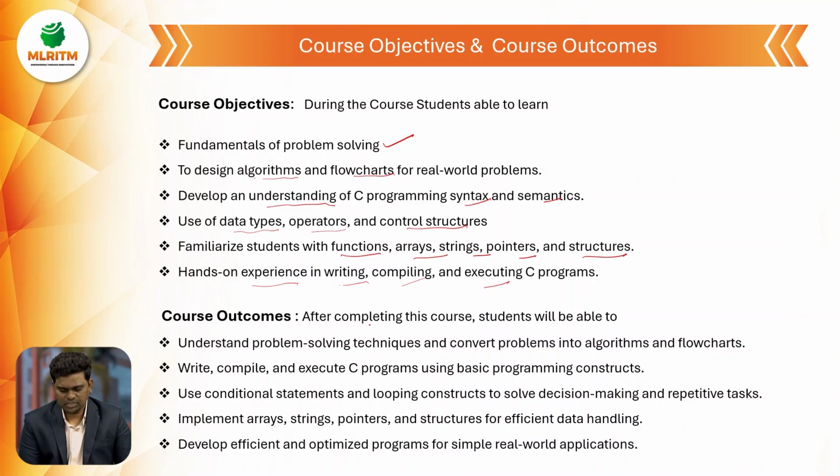So here course outcomes are nothing but, after completing this course, students will be able to understand the problem solving techniques and they can convert the problems into algorithms and flowcharts. So here, once they learn algorithms and flowchart, they are able to convert the problem into the techniques. Then they're able to write, compile and execute the programs using basic programming constructs. After that, they're able to use conditional statements. So these are the control structures and loopings. These two are mainly based on decision-making statements.